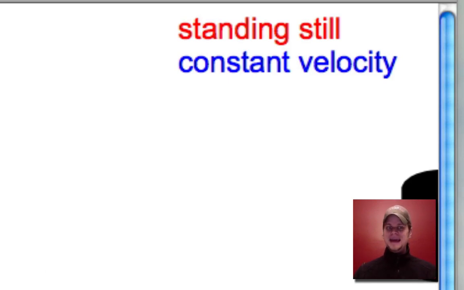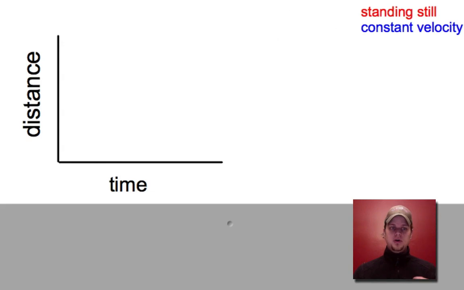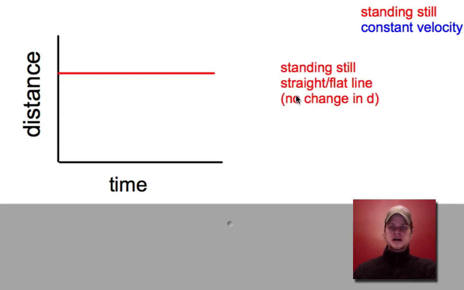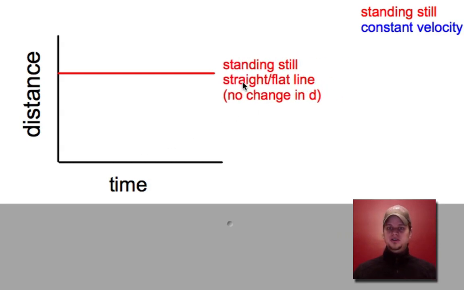If you have something that is standing still, its distance graph will look very simple, because let's say we're plotting the distance between me and this pen. It's about a quarter of a meter right now. One second later, it's still a quarter of a meter. Two seconds later, it's a quarter of a meter. So if we looked at that on the graph, we would find that the line would be a straight, flat line. So if something is standing still, there is no change in the distance.